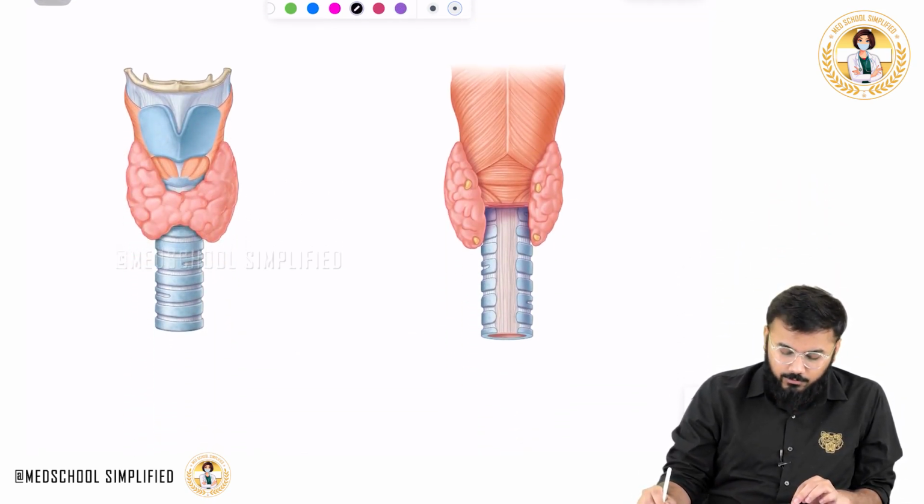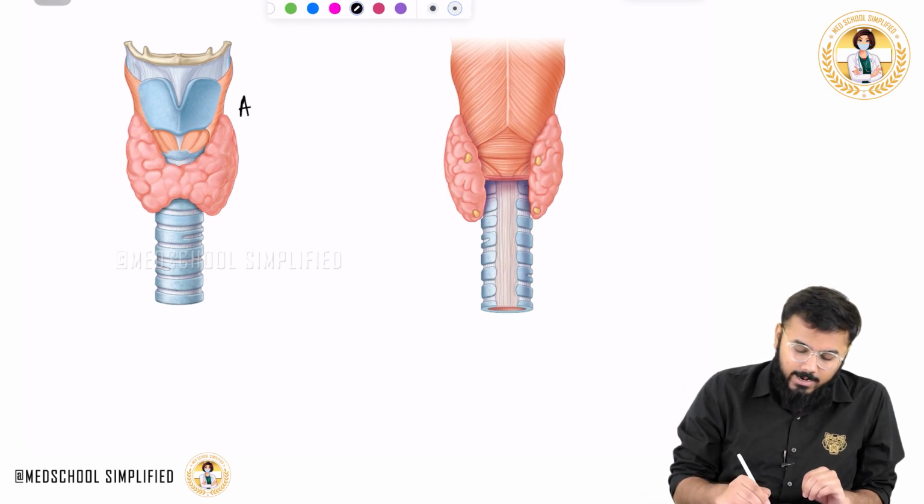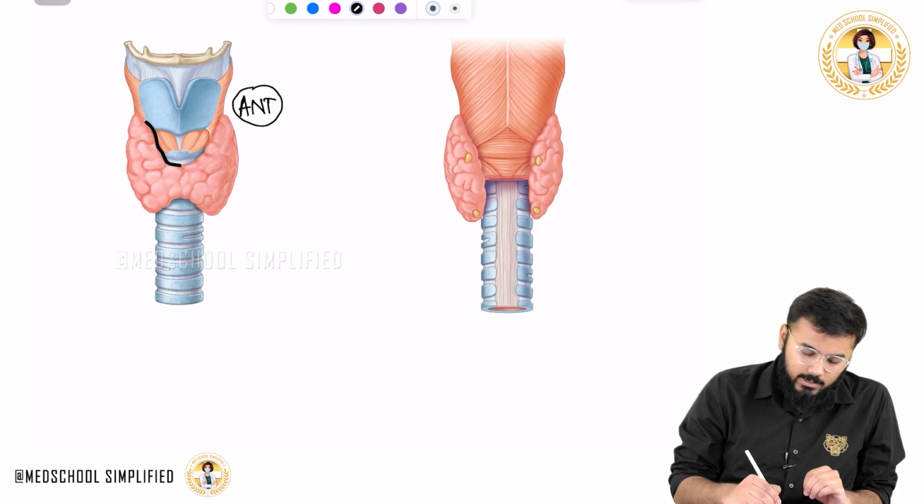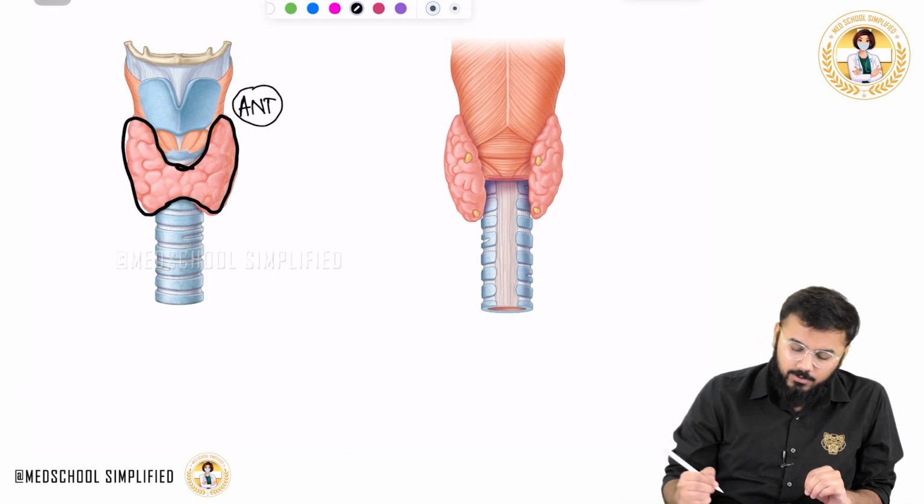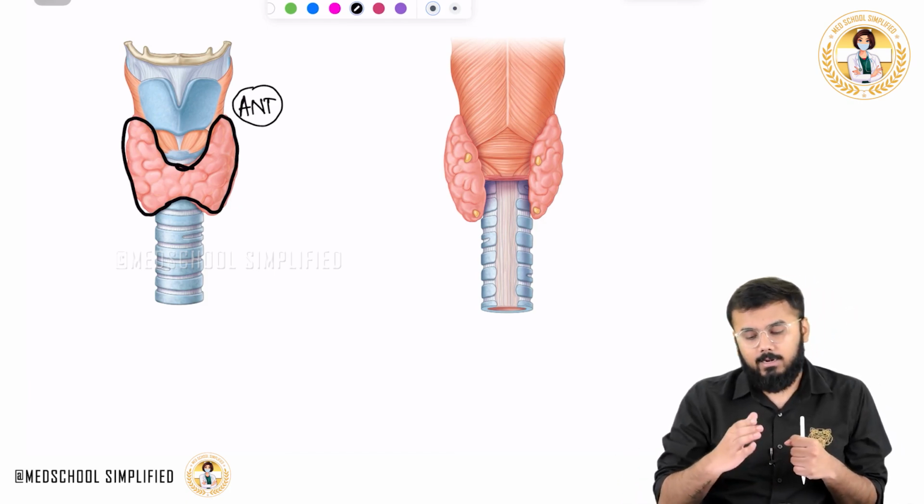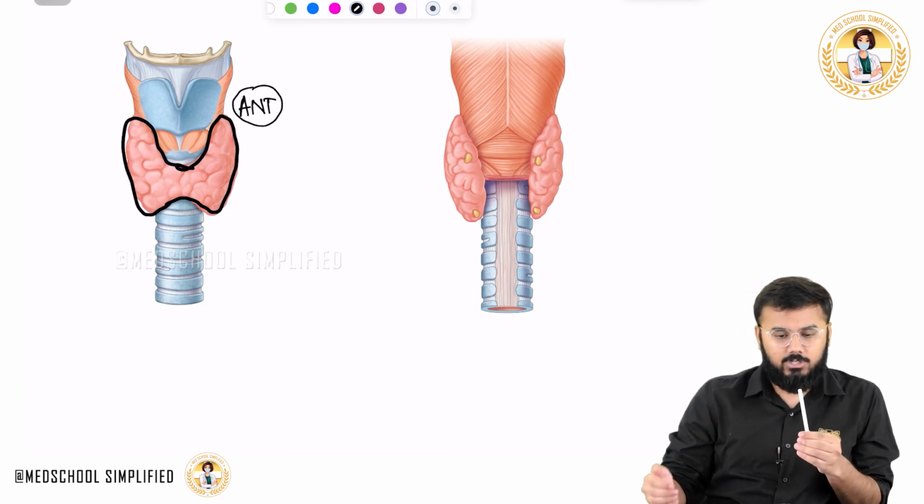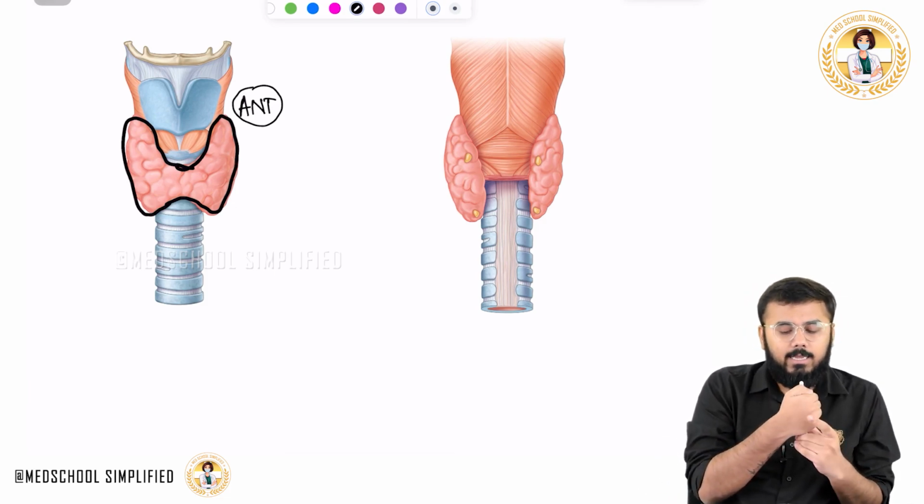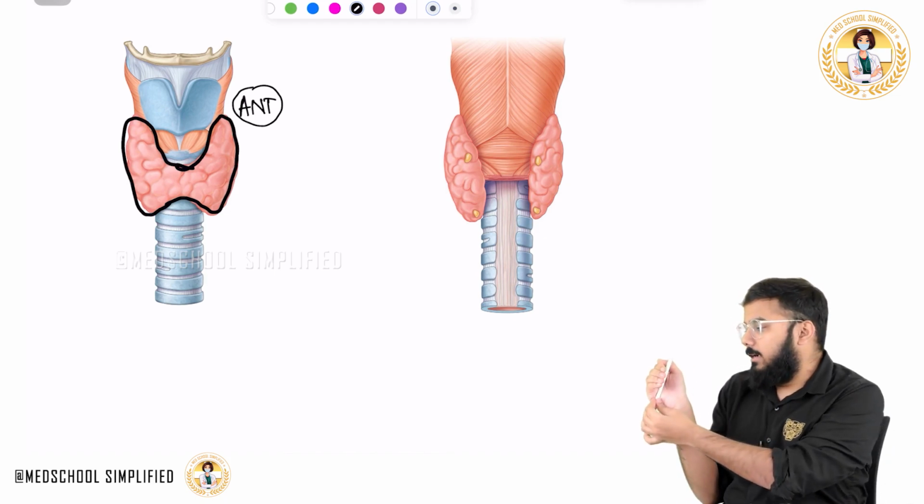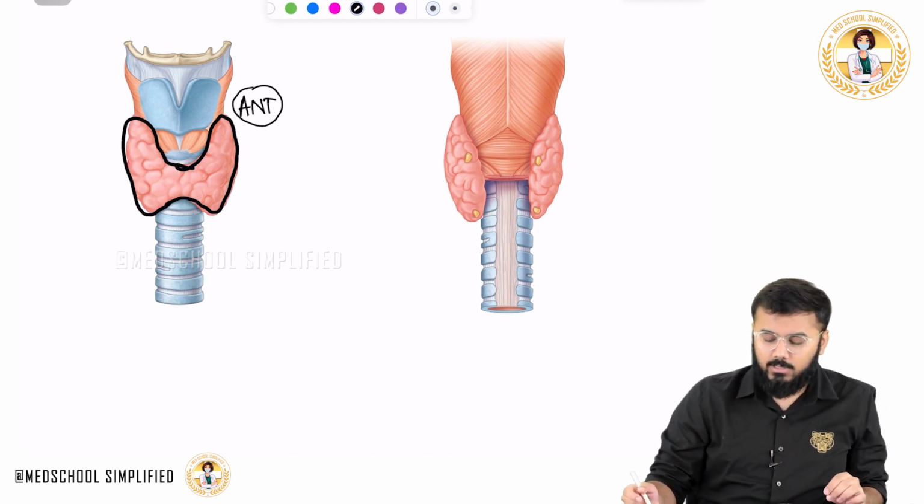If you look at this picture, this is the anterior view of your thyroid gland, right? And this is the posterior view of the thyroid gland. Actually, the thyroid gland is in this way, right? If this is the structure in the center, the thyroid gland is like this. From the front you can see the entire thyroid gland, but from the back it is only half. So this is how the thyroid gland is.